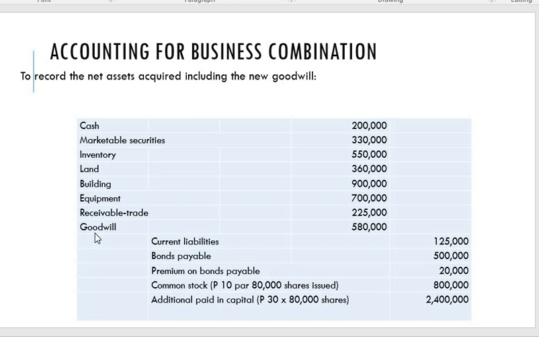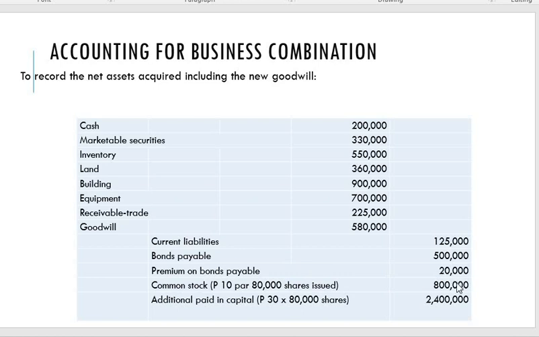The goodwill we computed earlier, we debit at 580,000. And then, we credit all liabilities assumed, of course, at fair value. Then, since our consideration is shares, we credit common stock amounting to 800,000, equivalent to the par value of the share, since common stock shall always be credited at par. So, you have 80,000 shares times 10 per share, so you have 800,000 as common stock.